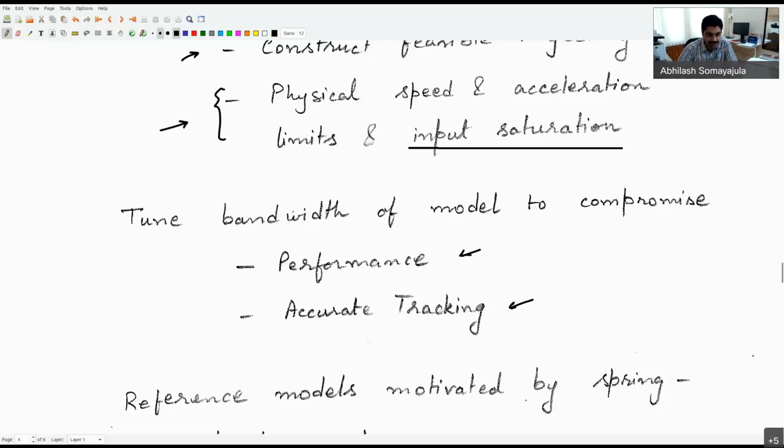Okay, so tuning the bandwidth of the filter is quite required as a control engineer, and that's where the trial and error part comes in. You try to adjust and see whether that is reasonable enough or not, and you try to tune it a little bit more.